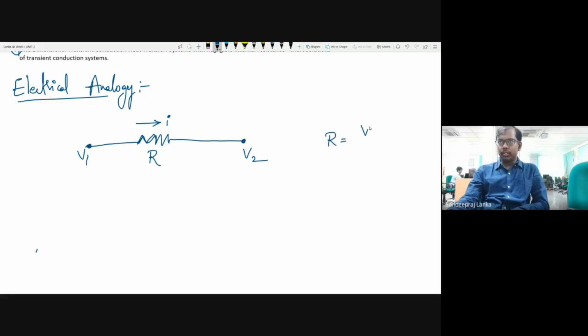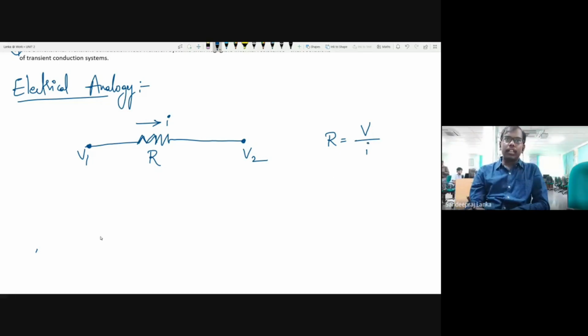See, in your electrical analogy, what you have is a wire, there is a resistance here, and there is a potential difference existing between these two. This is V1, this is V2, and you have a current flowing, and because of this, there is a resistance here. If you take any simple circuit, this will give you V is equal to IR. I will write it like R is equal to V by I.